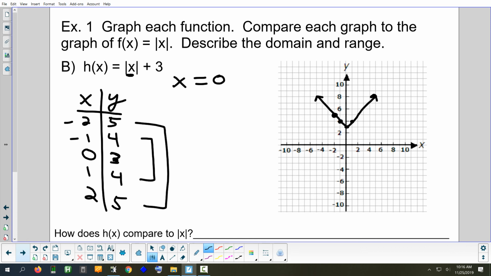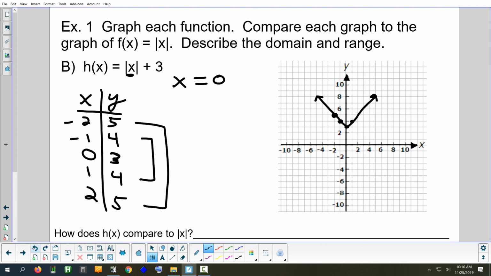Good enough. Now, without even going back to the chart, I bet somebody can figure that out. Anybody tell me what happened to my V shape? It moved a certain way, and it moved a certain amount. You could say it in 2 words. It moved up. Up 3, exactly. The V shape would normally be down here like this. Normally you put the tip right at the origin. This one went up 3.